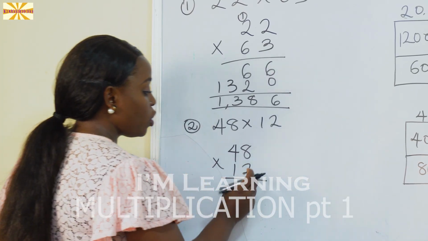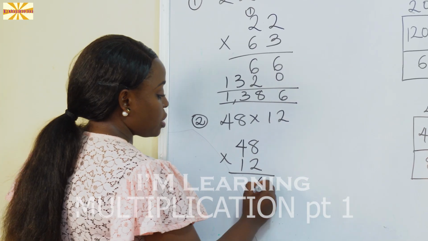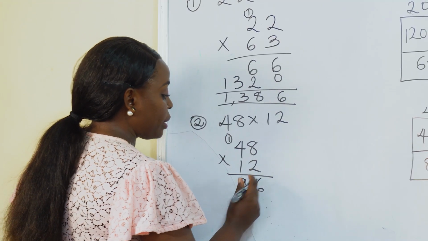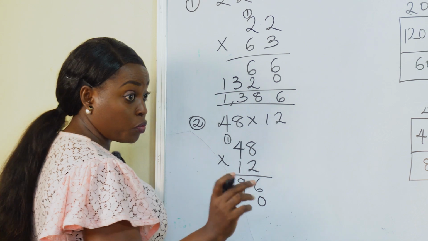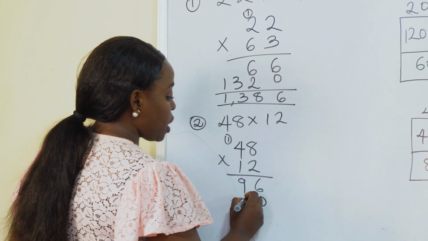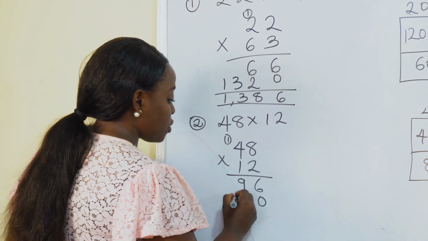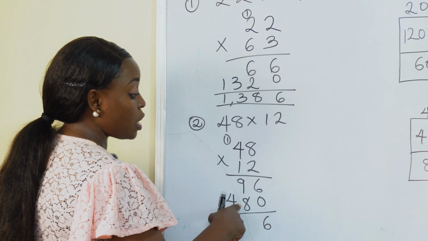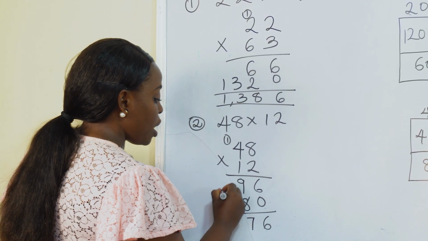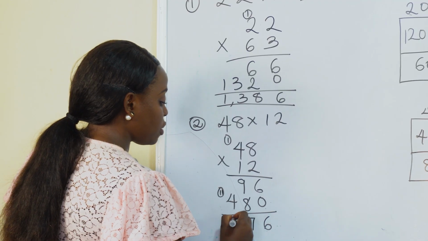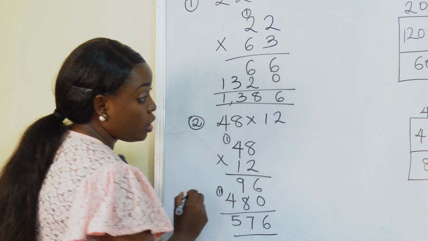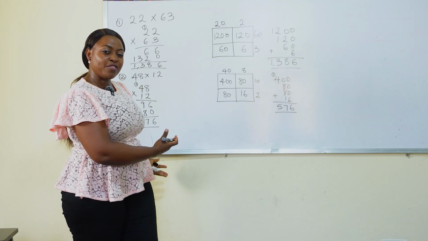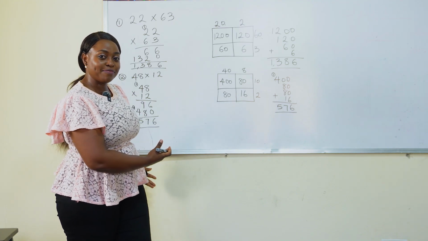48 times 12. 2 times 8 is 16. 6 will carry 1. 2 times 4 is 8 plus the 1 we carried, 9. Remember to put your placeholder. Don't forget your placeholder. 1 times 8 is 8. 1 times 4 is 4. Now we add. 6 plus nothing is 6. 9 plus 8 is 17. And 4 plus 1 is 5. 576. So this is another very cool way of doing multiplication.